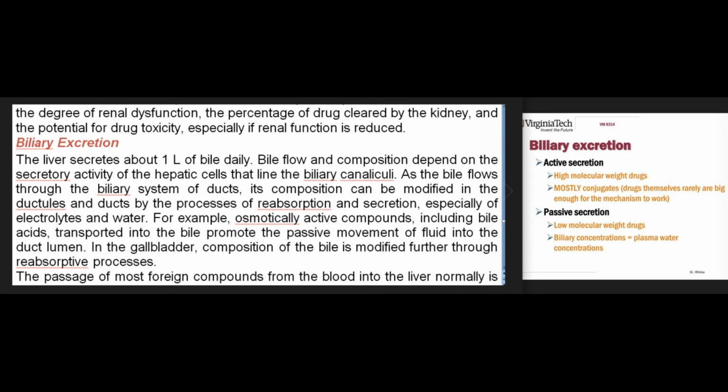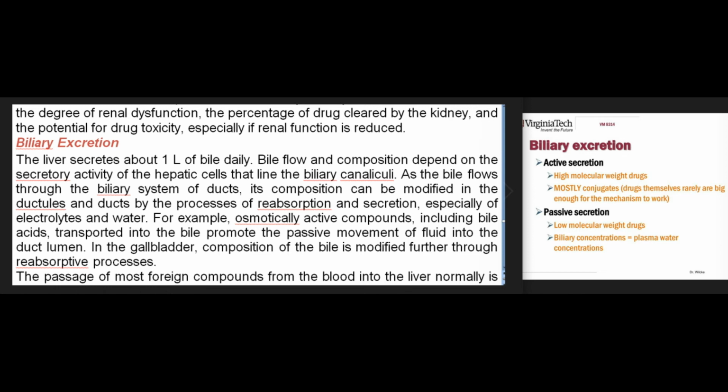Biliary excretion. The liver secretes about 1 L of bile daily. Bile flow and composition depend on the secretory activity of the hepatic cells that line the biliary canaliculi. As the bile flows through the biliary system of ducts, its composition can be modified in the ductules and ducts by the processes of reabsorption and secretion, especially of electrolytes and water. For example, osmotically active compounds, including bile acids, transported into the bile promote the passive movement of fluid into the duct lumen. In the gallbladder, composition of the bile is modified further through reabsorptive processes.